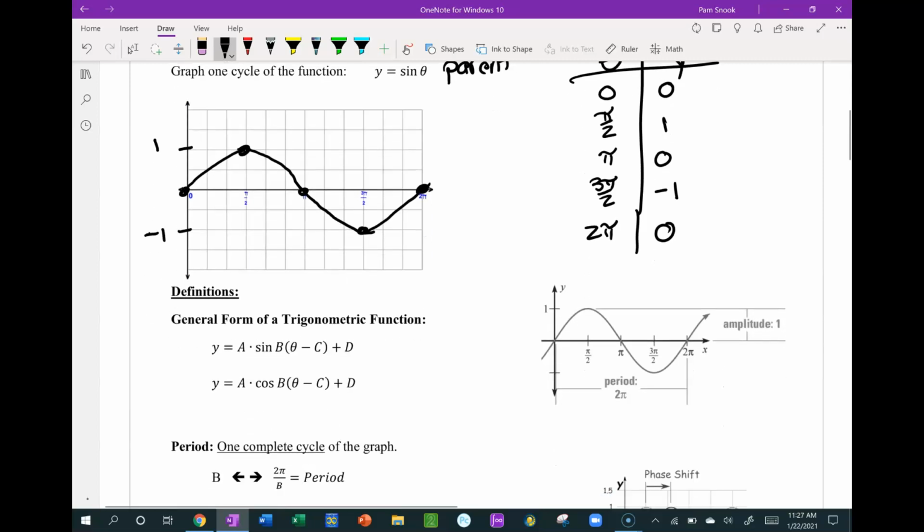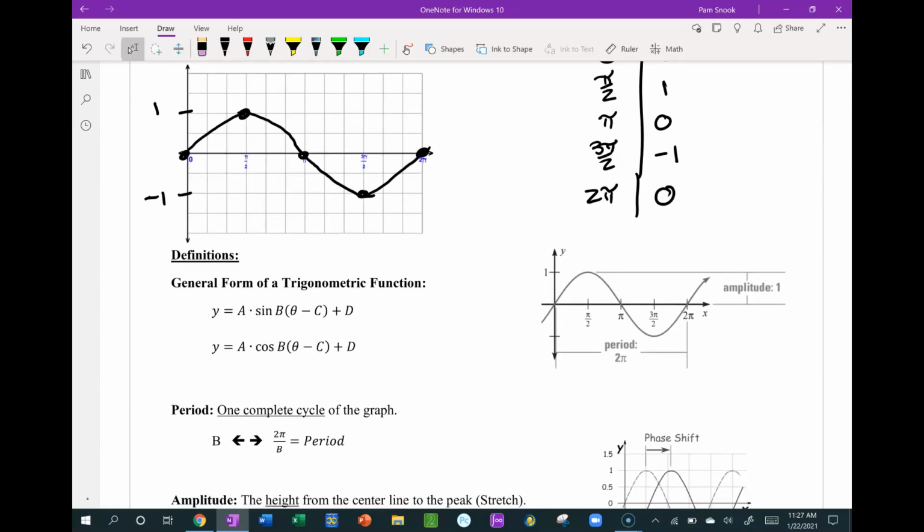And then I want to show you the general form of a trig function, and that is y equals a sine b of theta minus c plus d. So that means you can use a, b, c, and d for transformations. Now there are some terms I'm going to be using in this video that I would like to define.